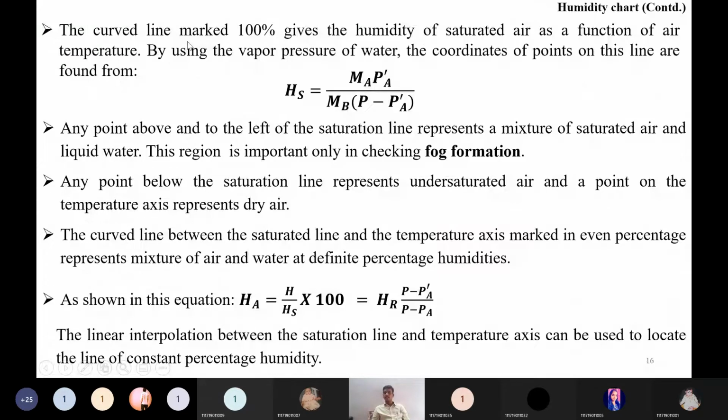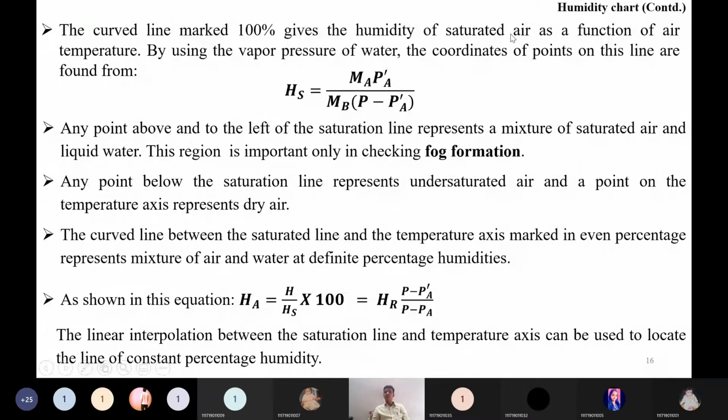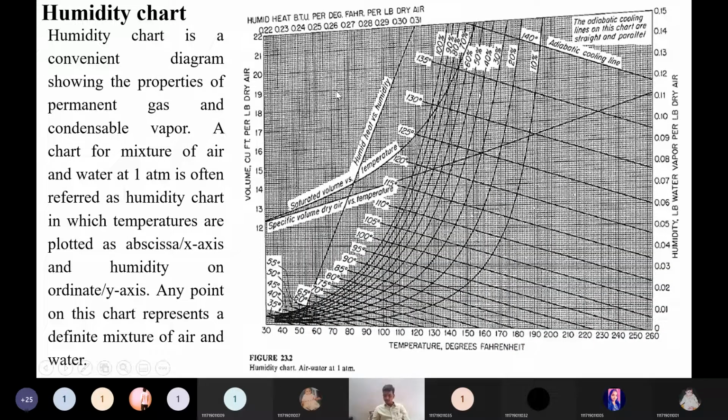So the curved line marked 100% gives the humidity of saturated air as a function of air temperature. By using the vapor pressure of water, the coordinates of points on the line are found from Hs is equal to Ma into vapor pressure divided by Mb into (total pressure minus vapor pressure). Using this equation, we can obtain this Hs versus temperature.